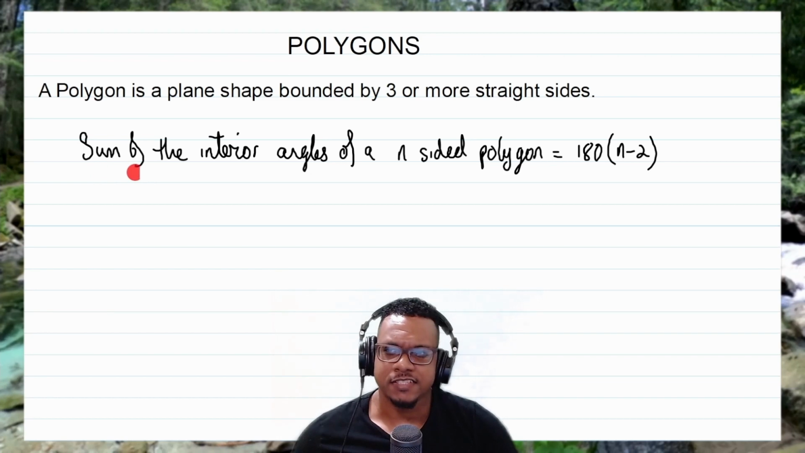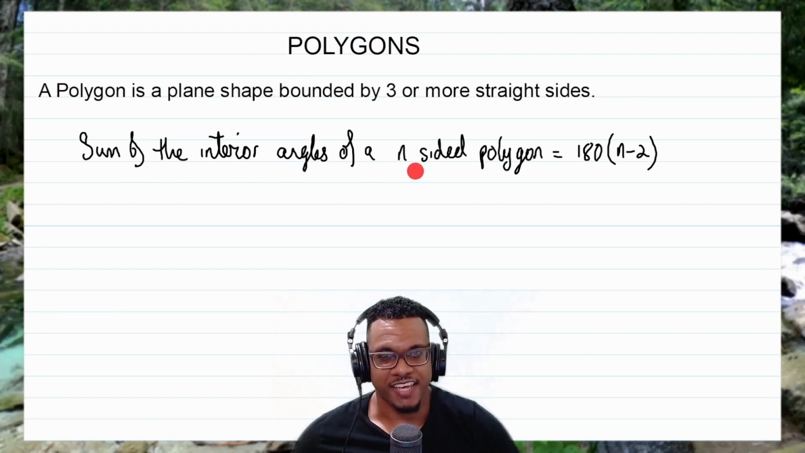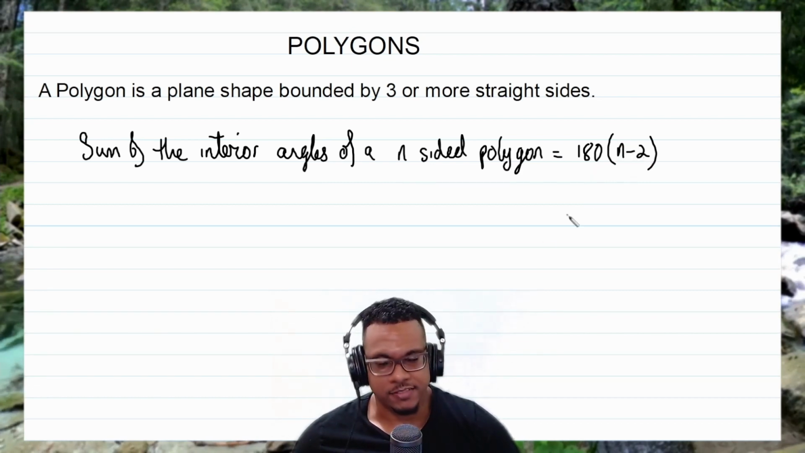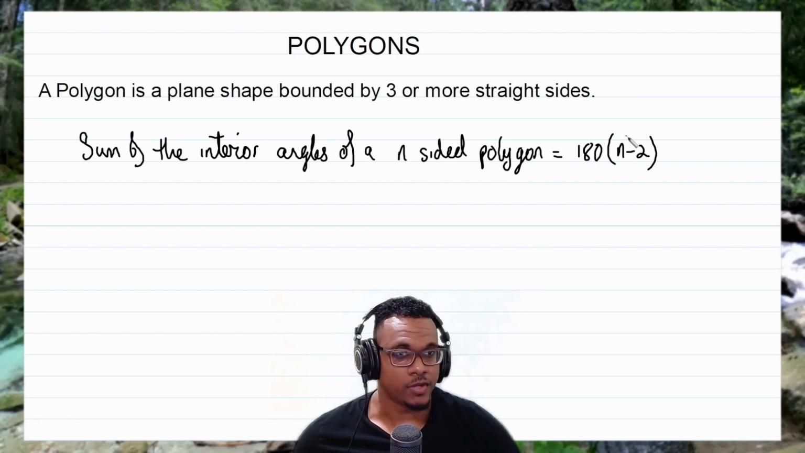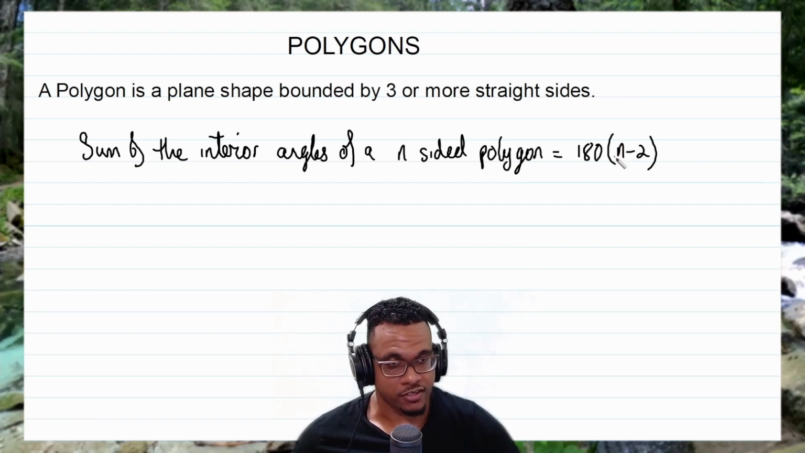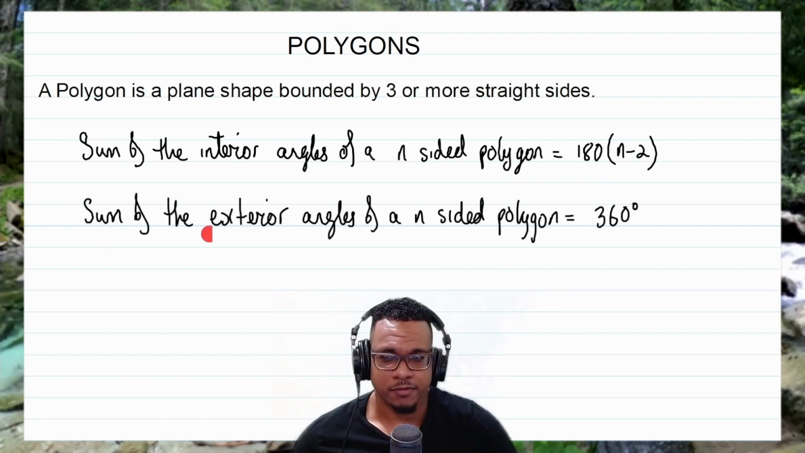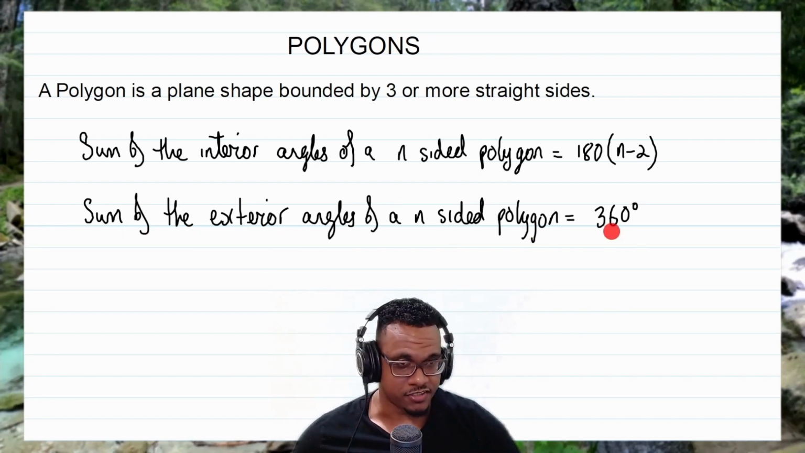So here I have that the sum of the interior angles of an n-sided polygon is equal to 180 multiplied by n take away 2, where n is the number of sides. So a triangle would have 3 sides, so n would be 3 for a triangle. A quadrilateral, which has 4 sides, n would be 4, and so on. And here we have that the sum of the exterior angles of an n-sided polygon is 360 degrees.